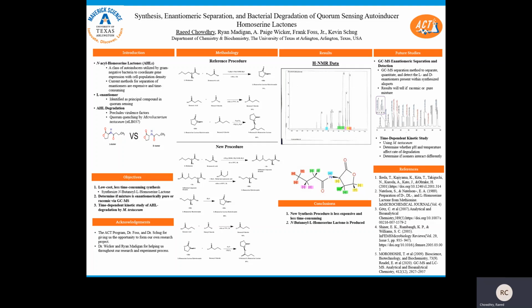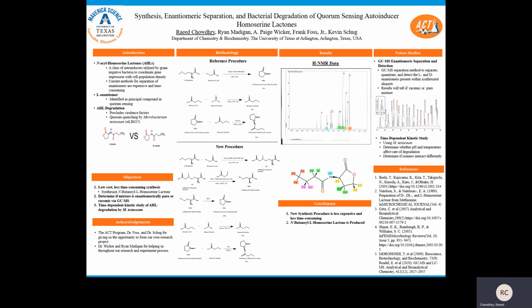The L enantiomer of AHLs has been found to be the principal type of autoinducer for the AHL class used in quorum sensing. It has also been shown that the disruption of quorum sensing in pathogenic gram-negative bacteria leads to the prevention of the development of virulence factors through the degradation of AHL by AHL degrading bacteria. One such bacteria is Mycobacterium dystacium.